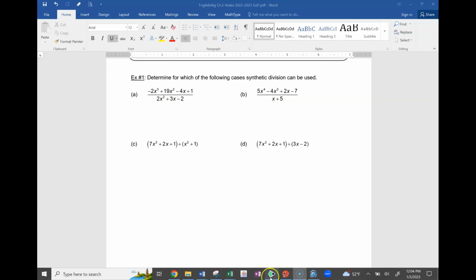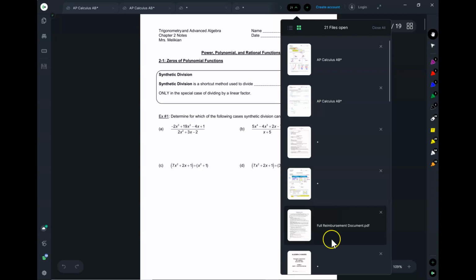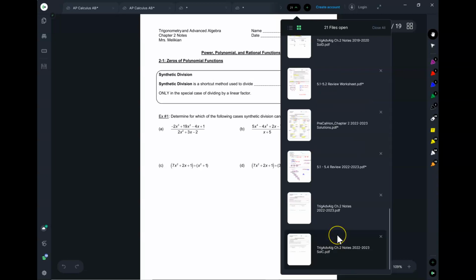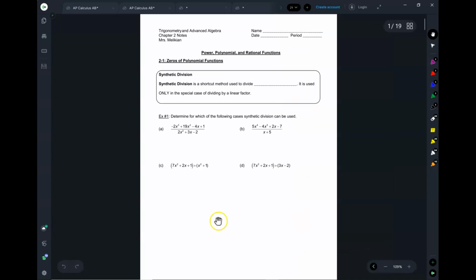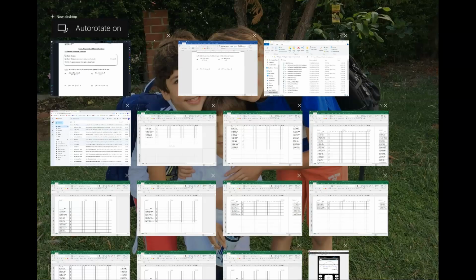So let's go ahead and get started with chapter 2. We did this. I remember this. Okay. So we're going to start with what we call synthetic division.